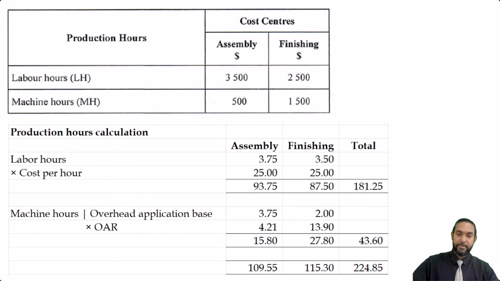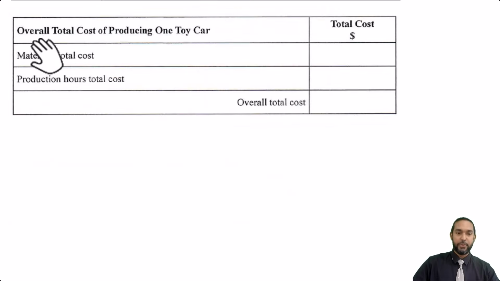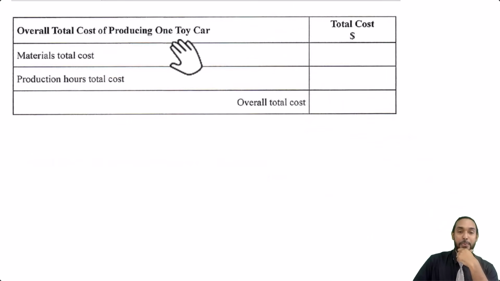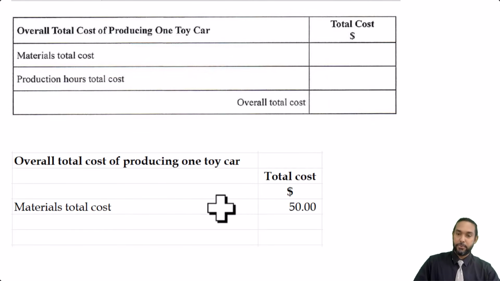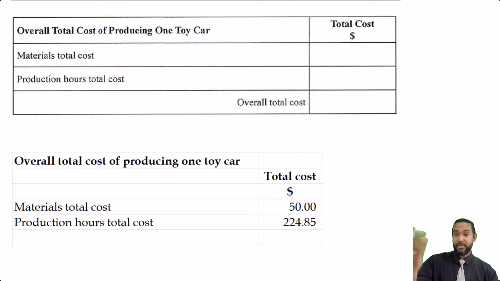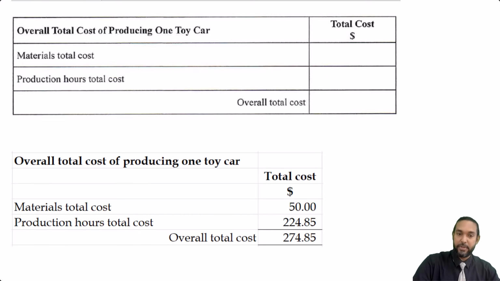Now, the other piece they wanted in this part of the question was the overall total cost. The overall total cost, as opposed to the partial total cost, right? Of producing one toy car. So the materials cost and the production hours. Okay, cool. So the materials total was 50, which was the 5 kilograms by $10 per kilogram, plus the 224.85, which you just found in the little matrix grid structure above. And when you add it together, you get 274.85.